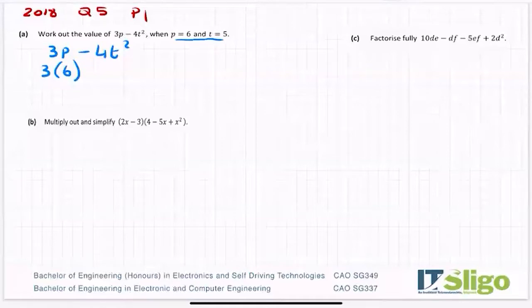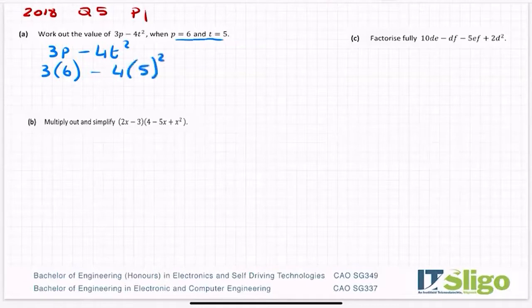When two letters or a number and a letter are written together like this, that means multiply. Okay, minus 4t squared. Okay, so t is 5. So always remember BOMDAS in maths.